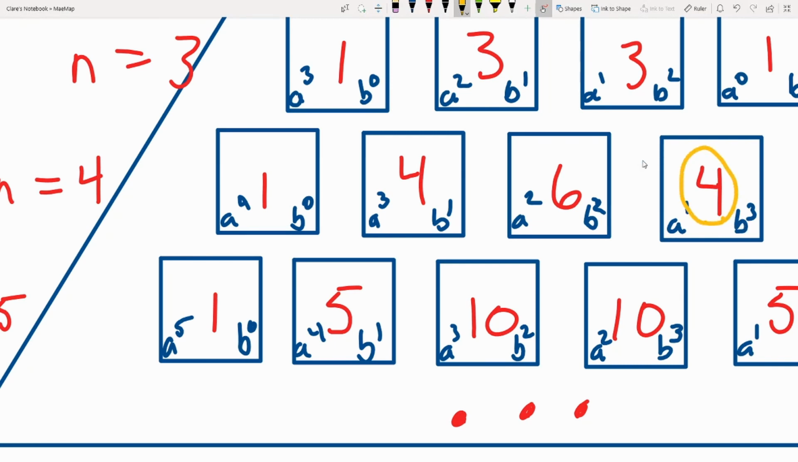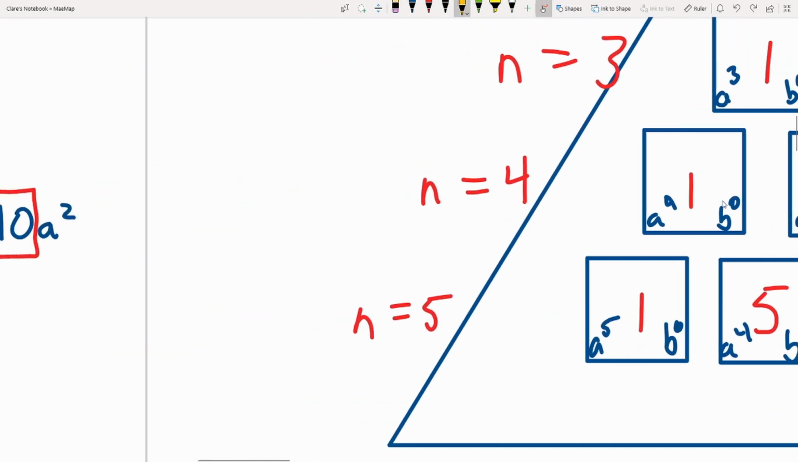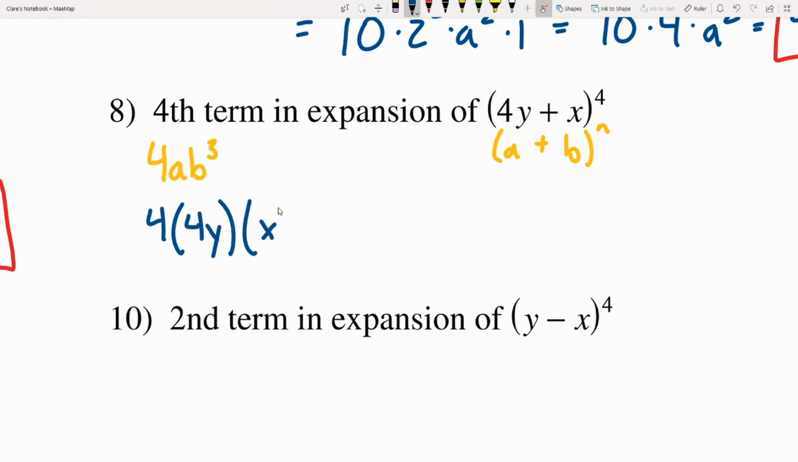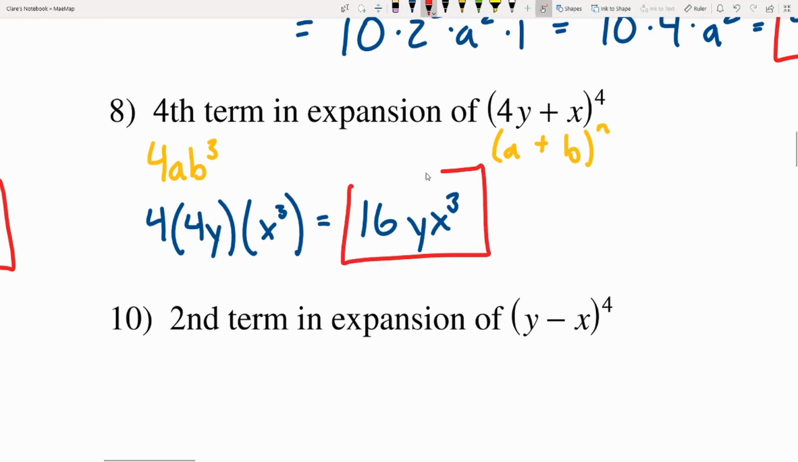Now note, this 4 is whatever I would get if I plugged in n choose k. So 4ab cubed, where my a is equal to 4y, my b is equal to x. So 4 times 4y times x cubed, that's going to be 16yx cubed. That's my solution for number 8.